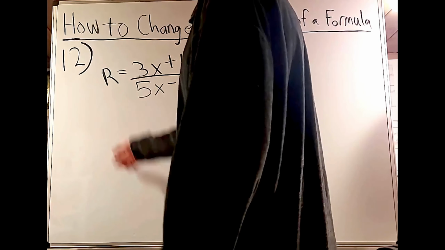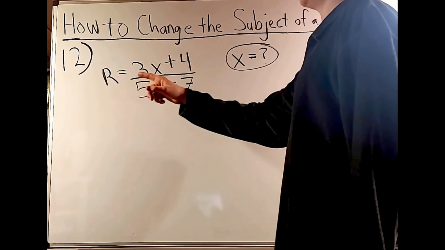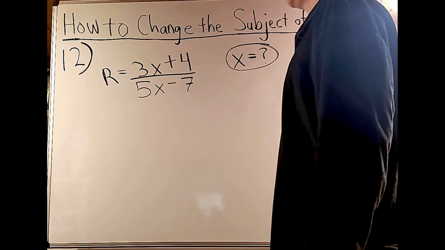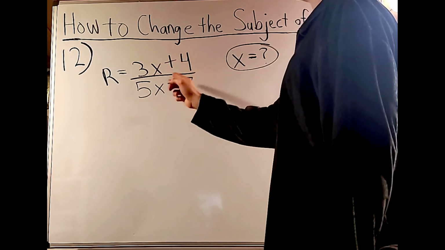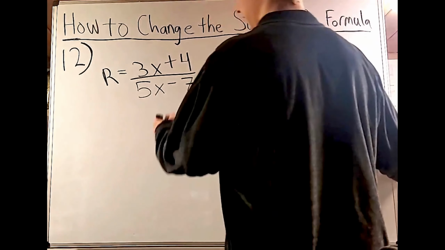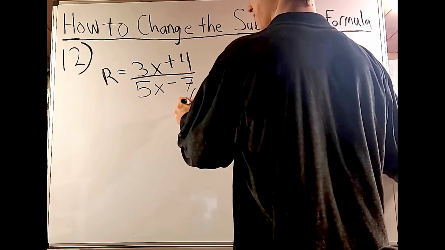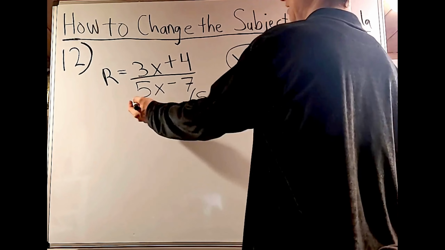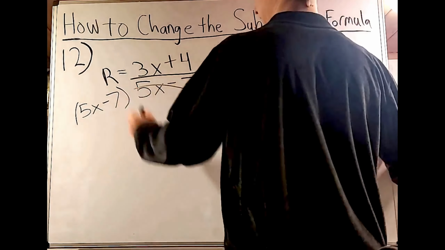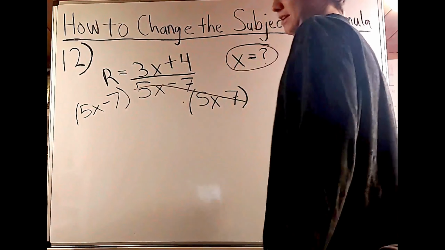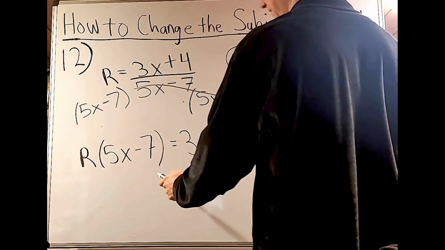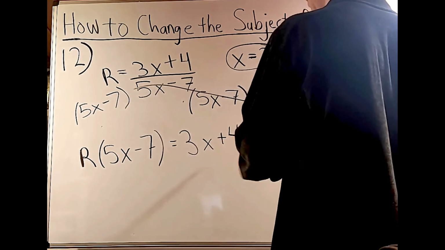Next question, 12. We see r is equal to 3x plus 4 over 5x minus 7. Now remember, this whole thing up here is divided by this whole thing down here. So to get rid of the denominator in more mathematical terms, we'll take the entire denominator there, 5x minus 7, and multiply that, first canceling it out on this side and then doing it on the next side. So now we have r times 5x minus 7 equals 3x plus 4.